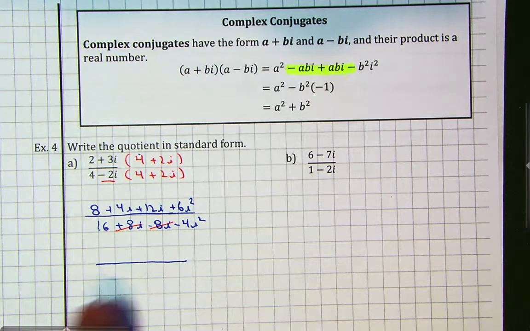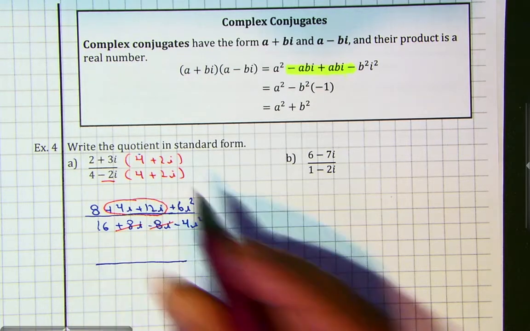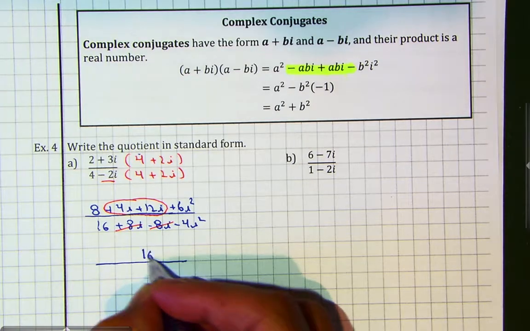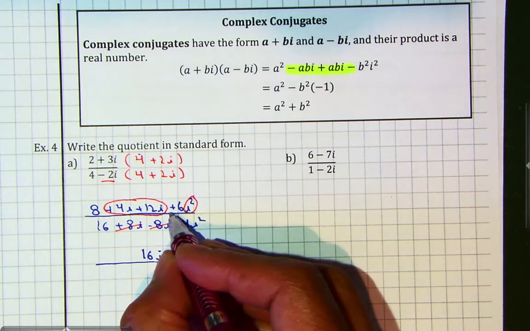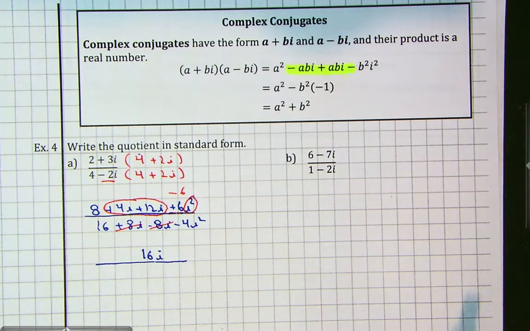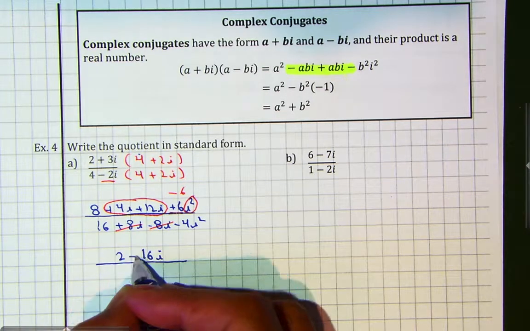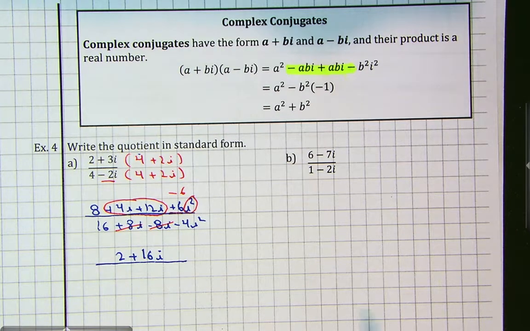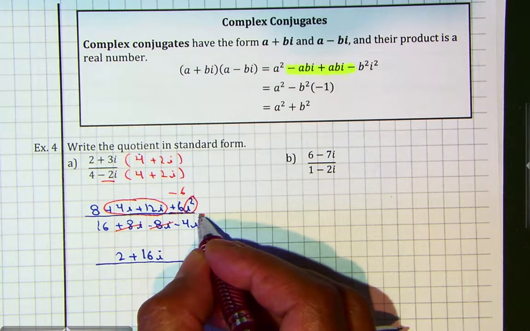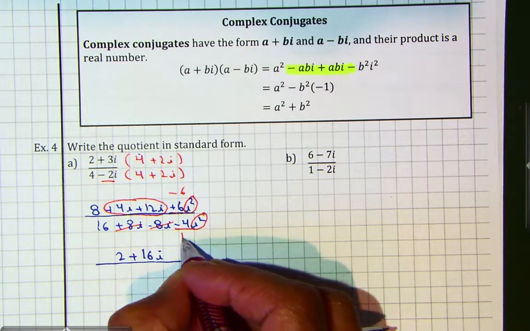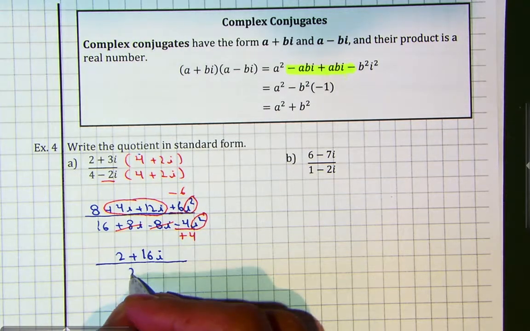Now I'm going to do this in one step. So that gives me a 16i. I know that i squared is equal to negative 1, times 6 will give me a negative 6. Do you agree? So 8 minus 6 will give me 2, and that's a positive 16i. I'm going to do the same thing on my denominator. 16, this is i squared, negative 1 times a 4 gives me a positive 4. So therefore 16 plus 4 will give me 20.